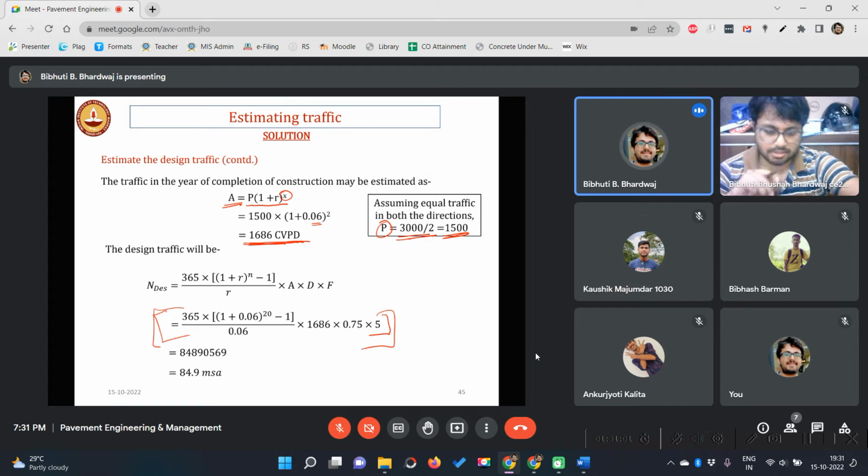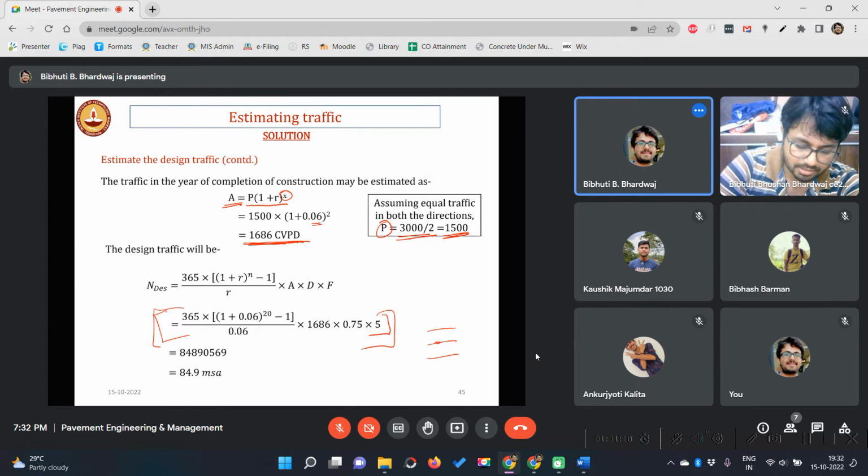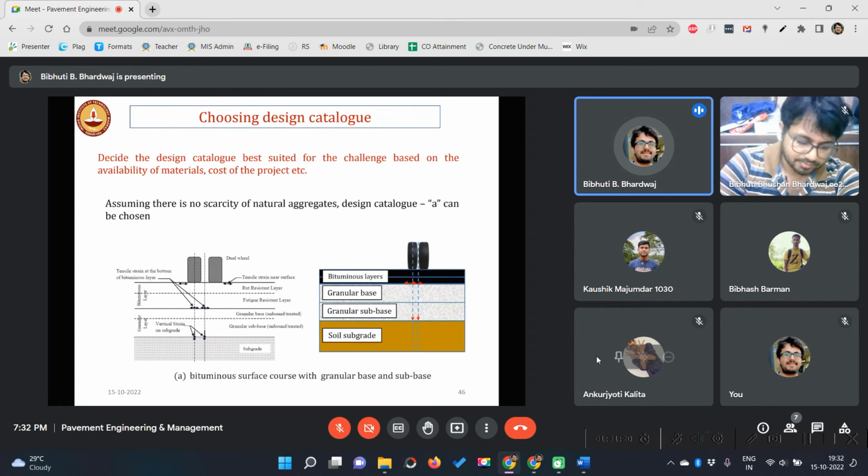Yes. Okay. Now, as we know this, let's calculate the permissible strains. We know that the permissible strain should be higher than the generated strain. So the permissible strain needs to be calculated. But before that, as a pavement engineer, you need to decide what catalog you are going to use.